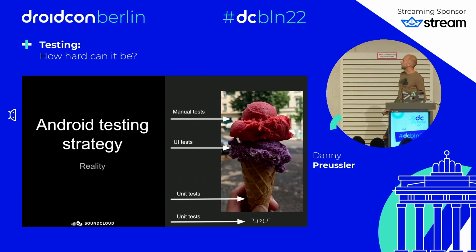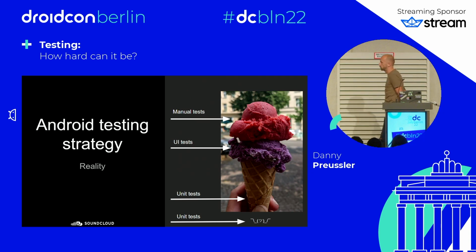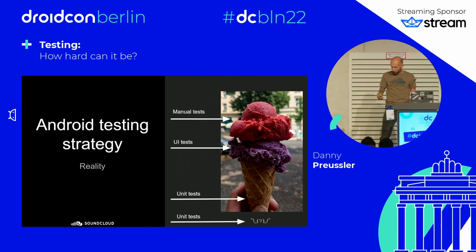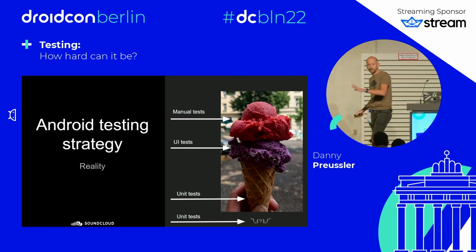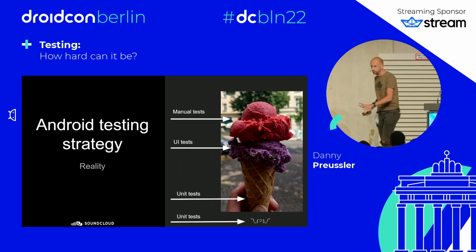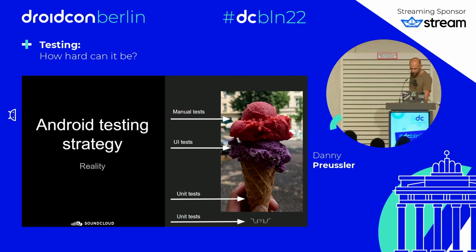But we also know that in reality, it's like this. We have a lot of manual tests. We have far too many UI tests. They're all flaky, by the way. And maybe you have a few unit tests. Or we don't have any unit tests. To be honest, Android projects, if I've seen, mostly look like this, and often without even a unit test. Or maybe there's the example unit test that Android Studio generates for you. I've seen this a lot.